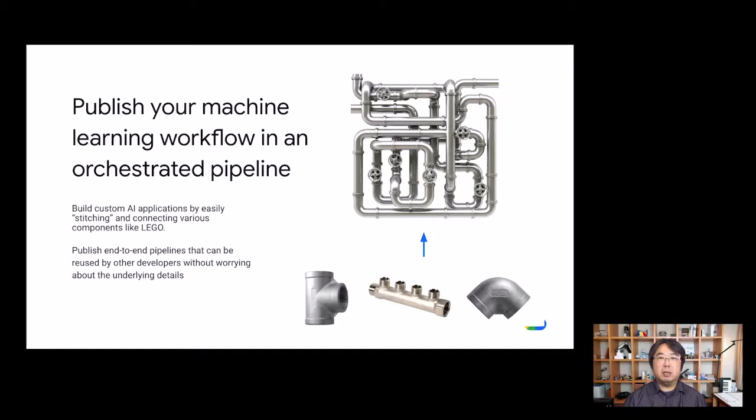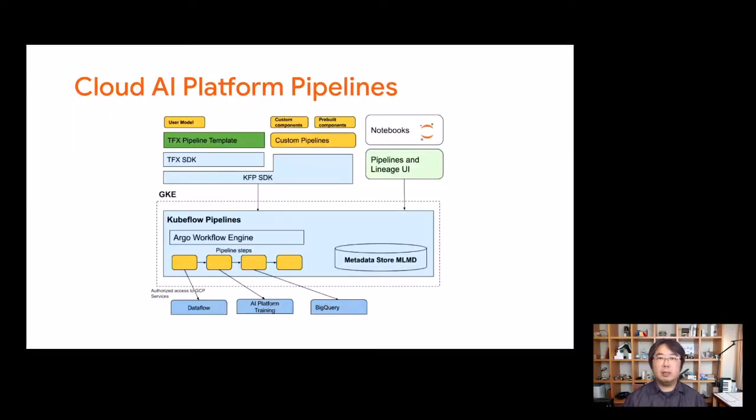AI Platform Pipelines allows you to publish your machine learning workflow within an orchestrated pipeline. It works like Lego blocks. You can take some components in TFX and connect them together, combining them to build the pipeline you want. And inside it, everything is running on Google Kubernetes Engine. We use the open source Kubeflow Pipelines tool running as a managed commercial service. Combined with the metadata store, it manages all the metadata for the datasets, hyperparameters, or the models of different versions.